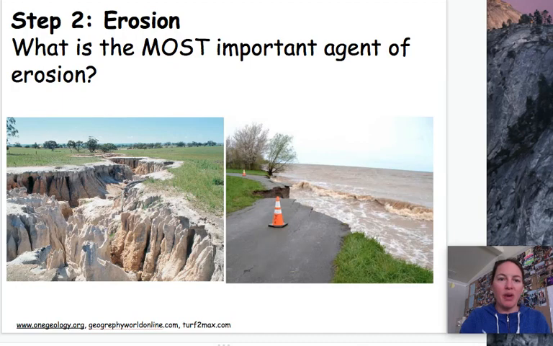The next part of our notes is erosion. And think about looking at these pictures, what do you think the most important agent of erosion is? Remember, erosion is carrying away sediment, washing it down.